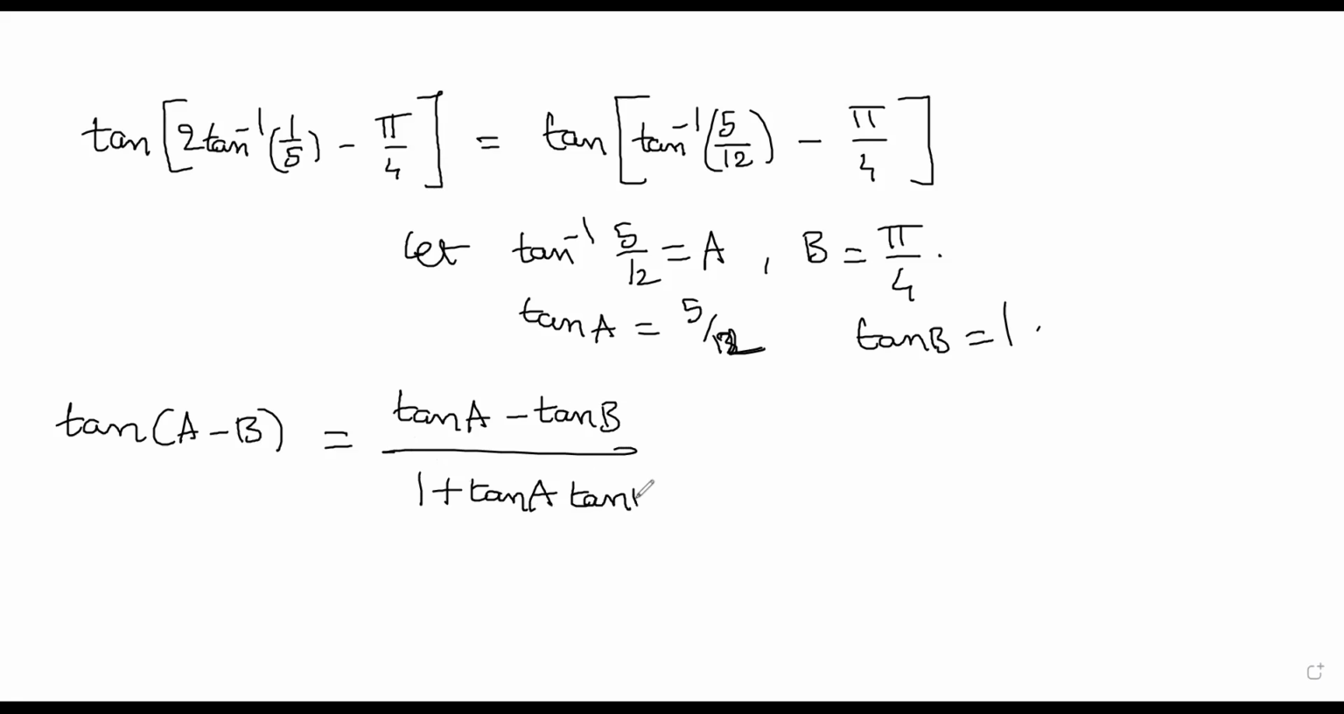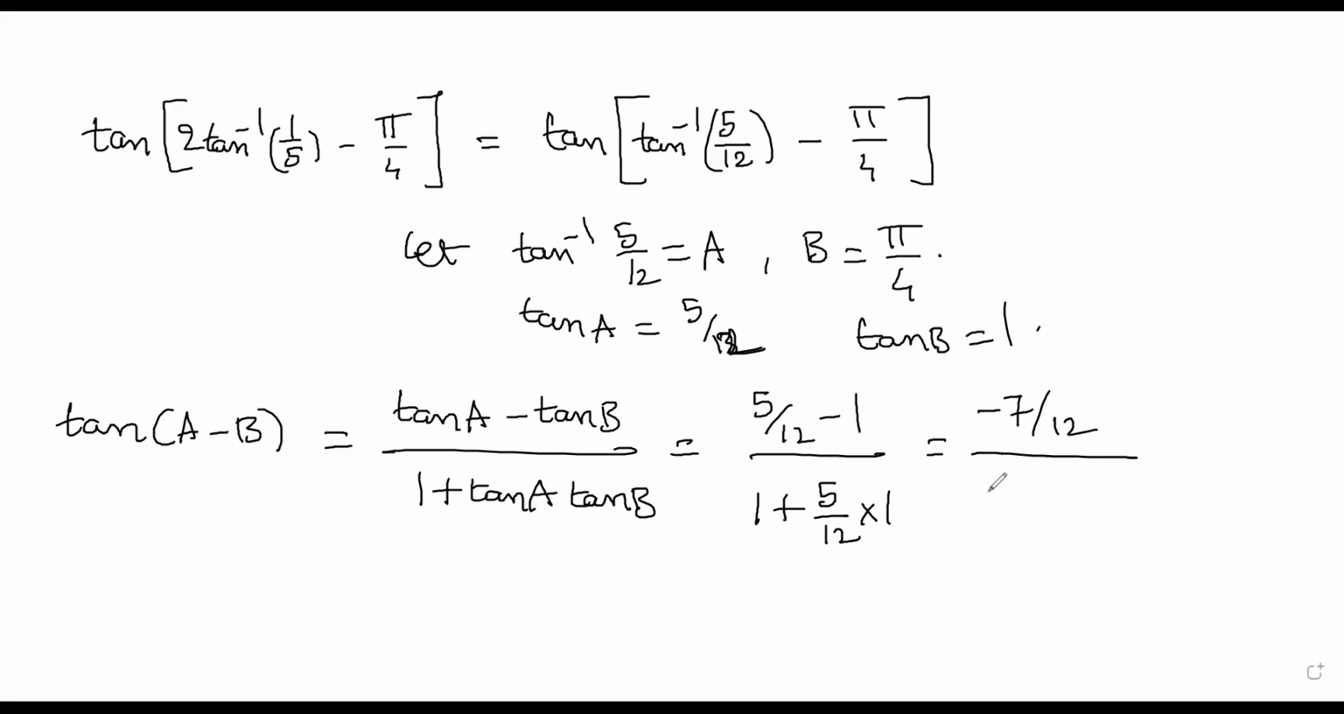1 plus tan A tan B. Tan A is 5 by 12, minus 1 divided by 1 plus 5 by 12 into 1. So 5 by 12 minus 1 is negative 7 by 12. So the whole divided by this becomes 17 by 12, negative 7 by 17. So hence the answer.